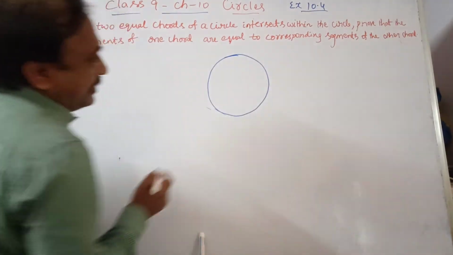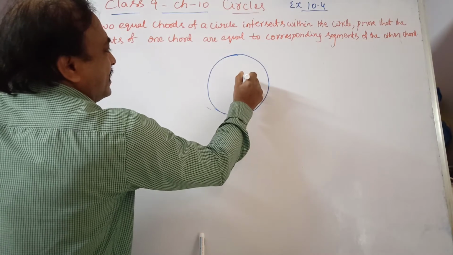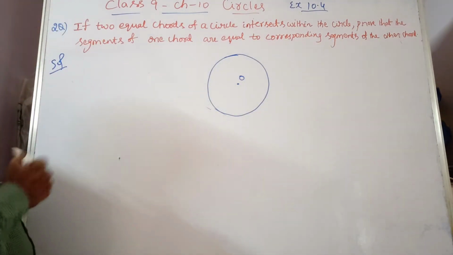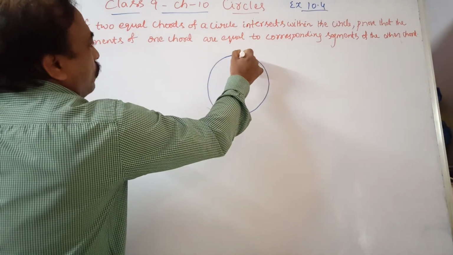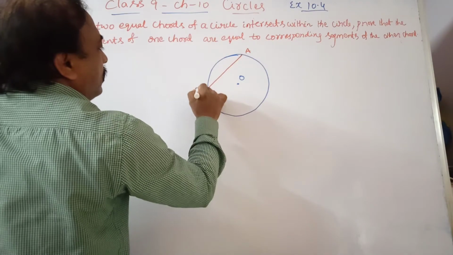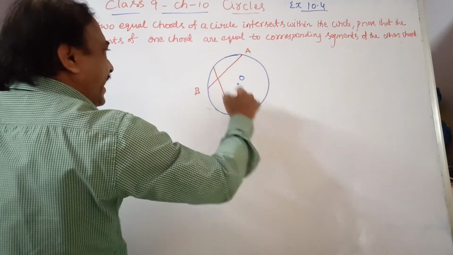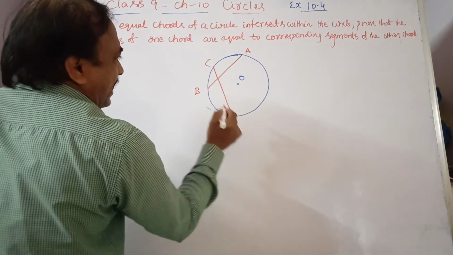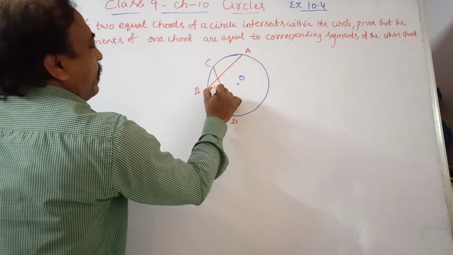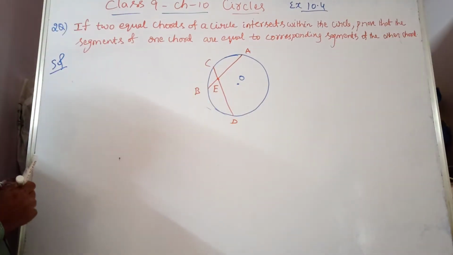So here, this is the circle with center O. Two equal chords. What are the equal chords here? AB is one chord and another chord is CD. They both are intersecting at the point E. This is the point E. They both are intersecting at the point E.